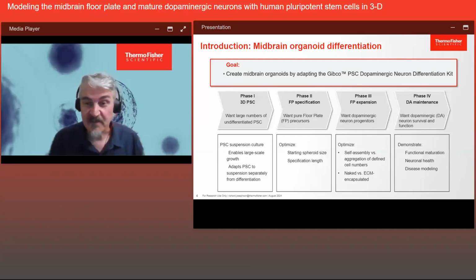Third is to examine the methods of organoid formation and how they affect expanding the floor plate, and choose the physical method that gives you the best differentiation of dopaminergic neurons. Finally, we want to demonstrate maturation of those neurons and show the relevance as a disease model for Parkinson's.